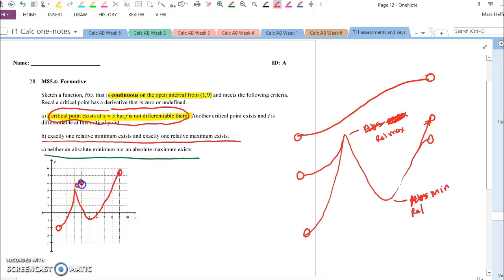We have a critical point that's a relative max, and there's exactly one relative max. There's a relative min, exactly 1. This is a critical point where we're differentiable, nice and 0 slope down there, and we have no relative max or min. No absolute max or min because of these open intervals.